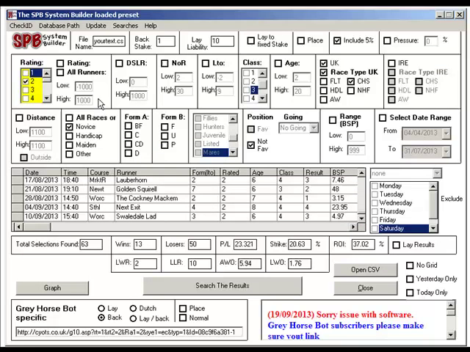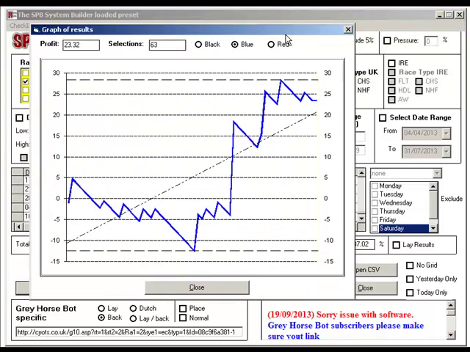So basically, if we backed the second rated in every chase race, every novice chase race over the summer, we'd have made 23 points profit, which in some places, it's not that bad. I mean, it didn't start off very well, but it's boosted up.